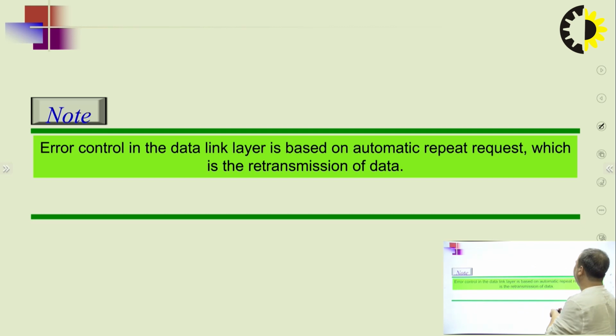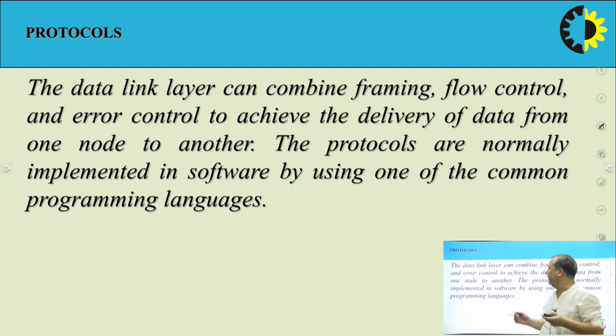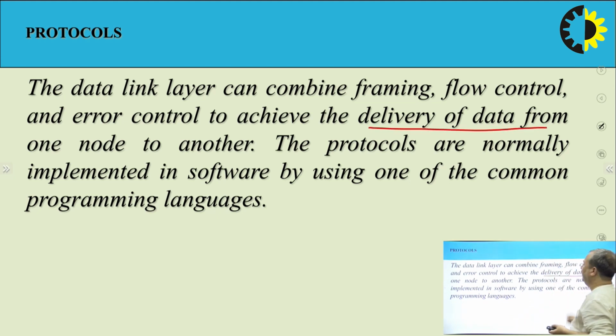Similarly, error control in the data link layer is based on automatic repeat requests. The data link layer can combine framing, flow control and error control to achieve the delivery of data from one node to another. These techniques, flow control and error control, are basically implemented in software by programs. There are algorithms which ensure that flow control or error control is in place.